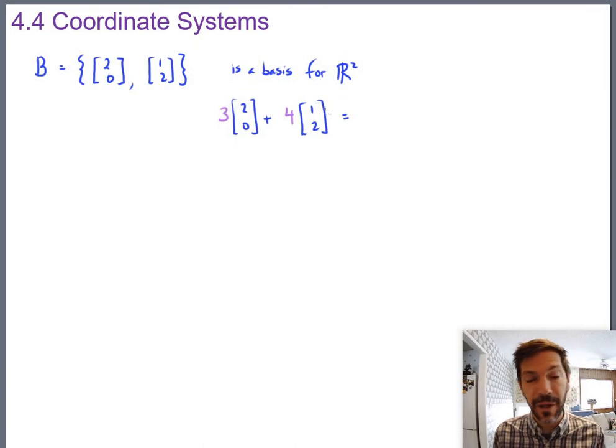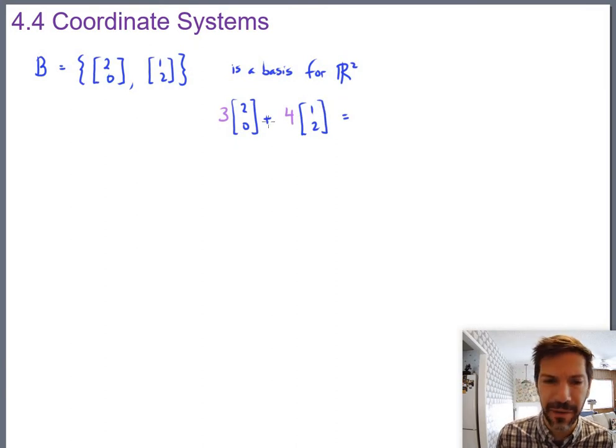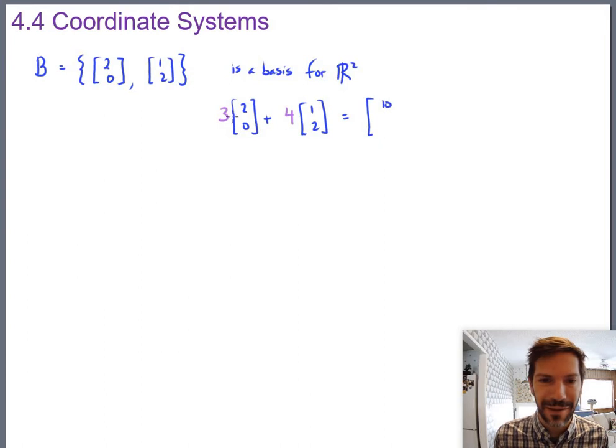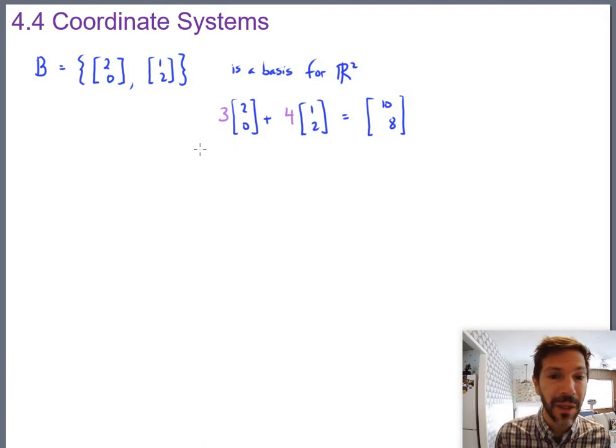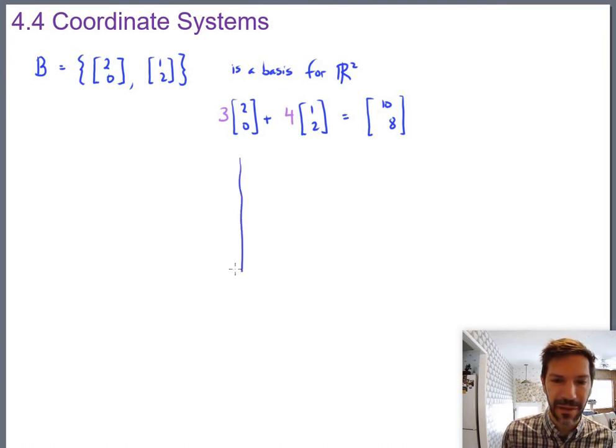You can work that out numerically, and you can also sort of think of it graphically, but let's do numerically first. That would be 6 plus 4, that would be 10, 8. It gets you to the place in space that we know as 10 over and 8 up. So that's numerically.